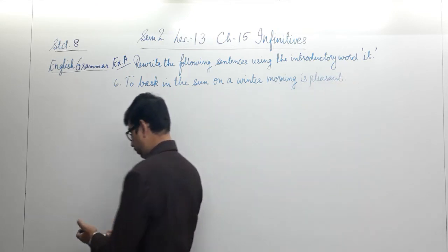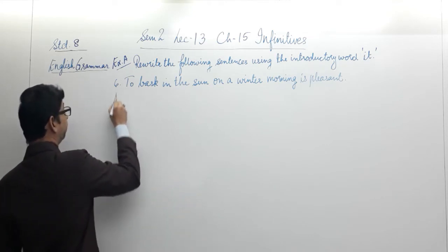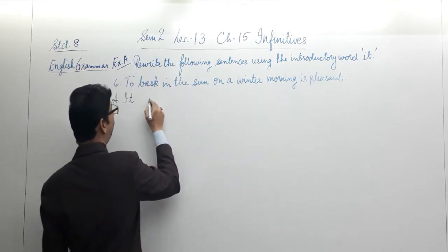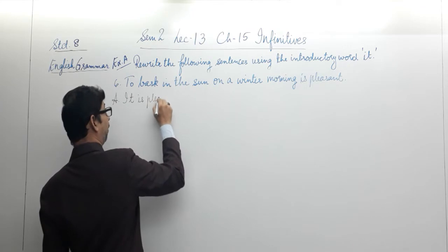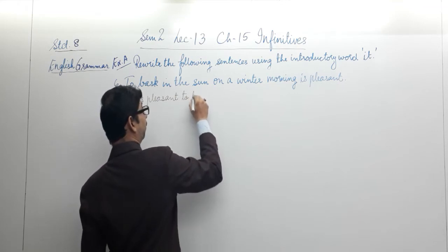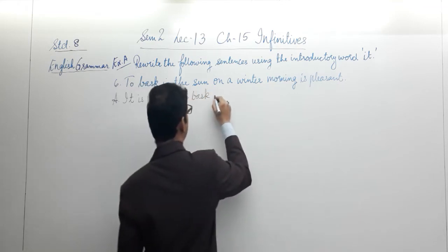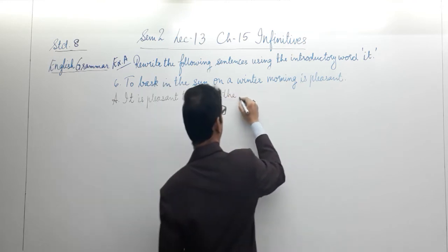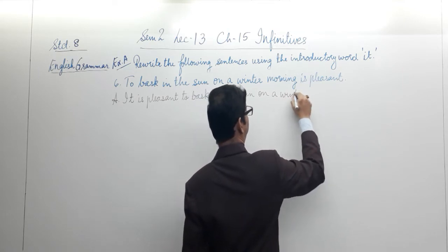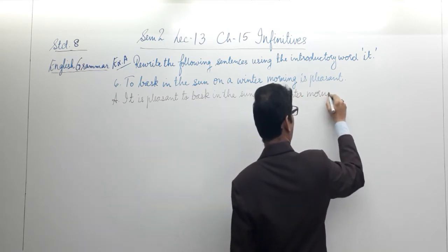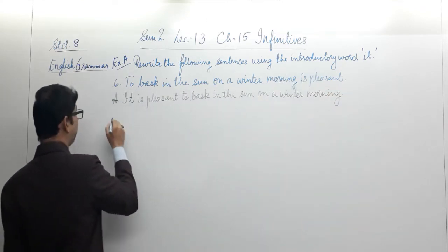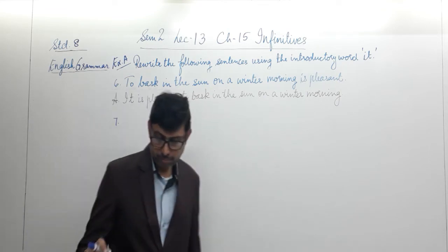Let's rewrite this with the introductory it. It is, so it, and then I take it is, the action doing word, pleasant. It is pleasant to bask, the infinitive, in the sun on a winter morning. So in this manner, we've written the introductory it with the infinitive.